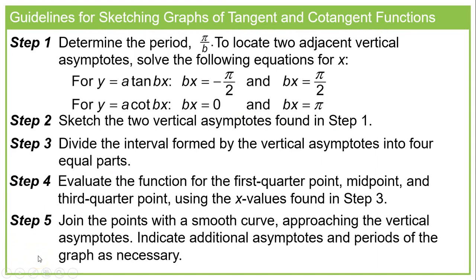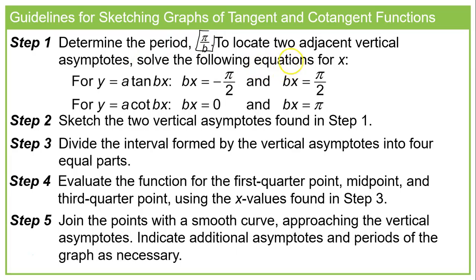All right, so these are guidelines for sketching graphs of tangent and cotangent functions. We're going to be using these 5 steps every time we graph one of these types of functions. So just like the sine and cosine function, start out by determining the period. And this is how you find your period this time. Since one full period in a tangent function and a cotangent function is pi, instead of it being 2 pi over b, you have pi over b.